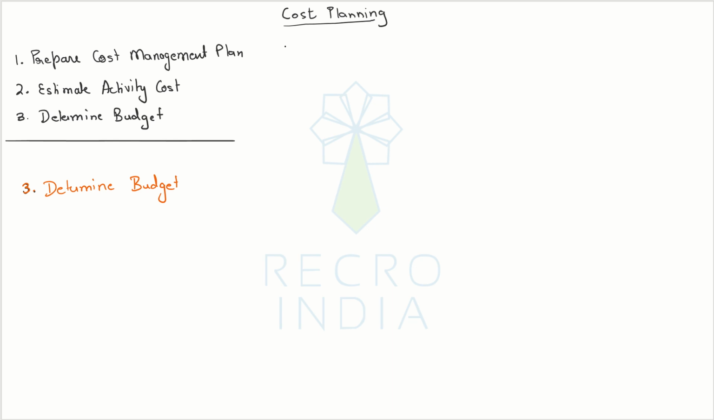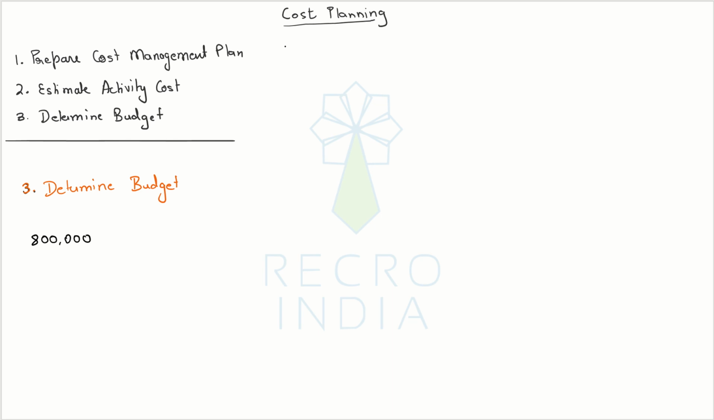It is simply an action of aggregating the various costs that we have estimated in step number 2. Determine budget is where we are required to sum up all the estimated cost and arrive at a final budget that we are seeking an approval on. So let's say, for example, we estimated all the work package cost and it comes out as 800,000.